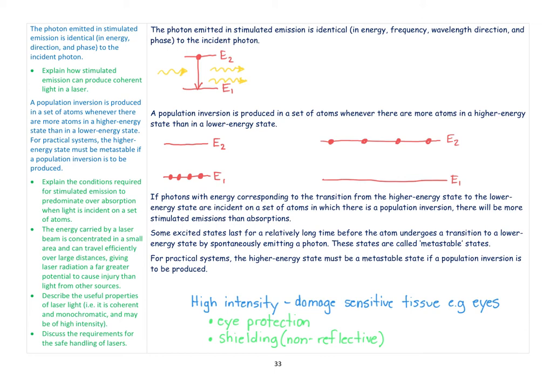Now, you might already be thinking, oh, that's how a laser works. A laser has light that is coherent. It has light that is high intensity. It has light that is all travelling in the same direction.